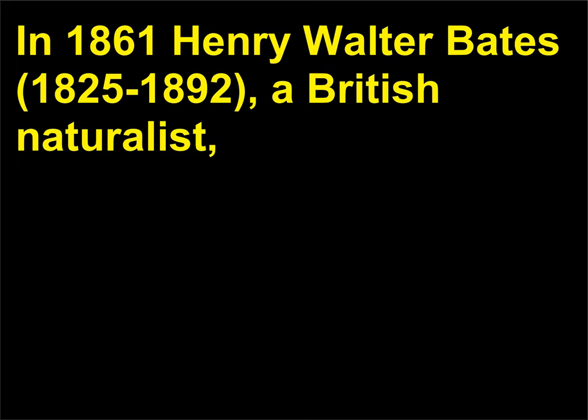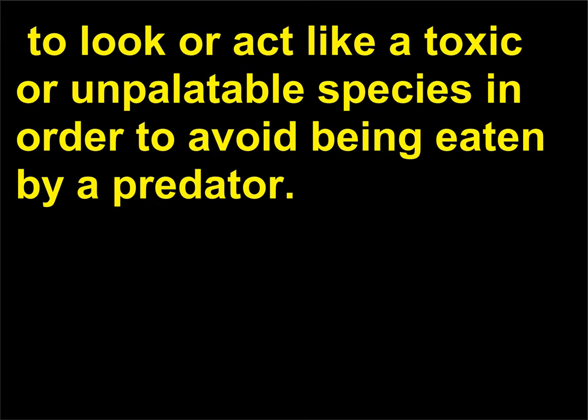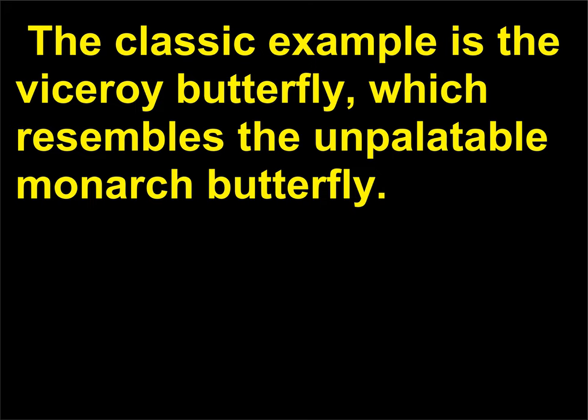What is Batesian mimicry? In 1861, Henry Walter Bates (1825 to 1892), a British naturalist, proposed that a non-toxic species can evolve, especially in color and color pattern, to look or act like a toxic or unpalatable species in order to avoid being eaten by a predator. The classic example is the viceroy butterfly, which resembles the unpalatable monarch butterfly.